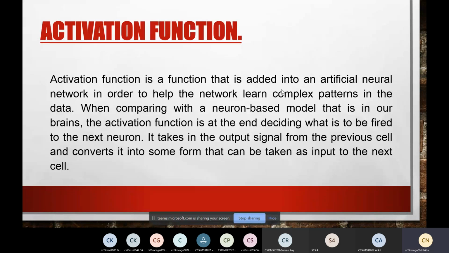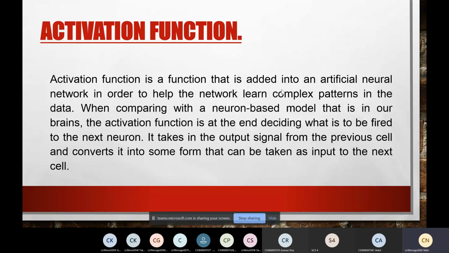It takes in the output signal from the previous cell and converts it into some form that can be taken as input to the next cell. Artificial neural networks use activation functions to perform complex computation in the hidden layers and then transfer the result to the output layer. The primary purpose of an activation function is to introduce non-linear properties in the neural network. They convert the linear input signal of a node into non-linear output signals to facilitate the learning of high-order polynomials that go beyond 1 degree for deep networks.